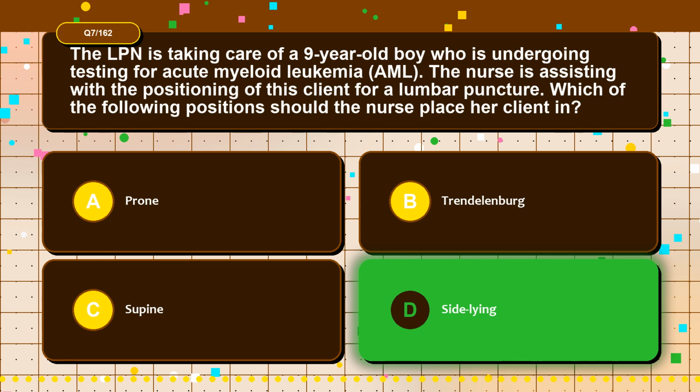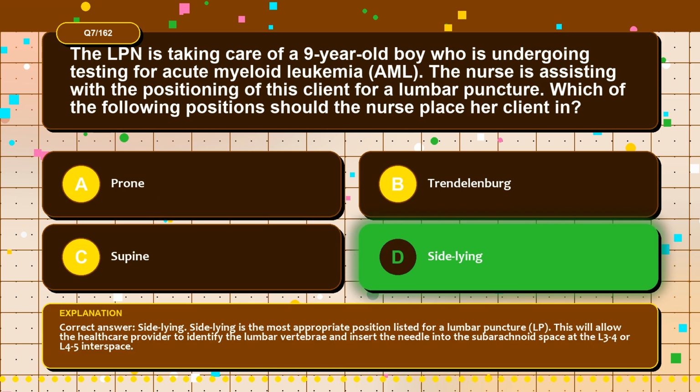The correct answer is option D, side lying. Side lying is the most appropriate position listed for a lumbar puncture (LP). This will allow the healthcare provider to identify the lumbar vertebrae and insert the needle into the subarachnoid space at the L3-4 or L4-5 interspace.